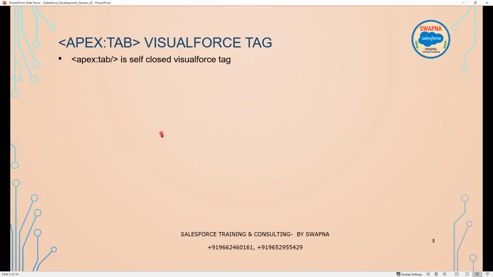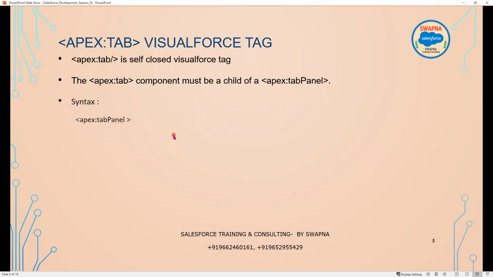Now this is a self-closed one. By using this, we can implement chained tabs within the Apex tab panel. That means, syntax-wise, first it has to be a tab panel. Within that, we can use however many tabs we want, and close the tab.